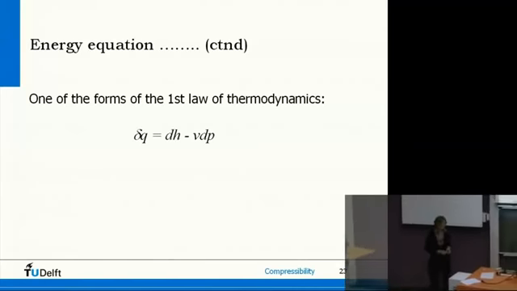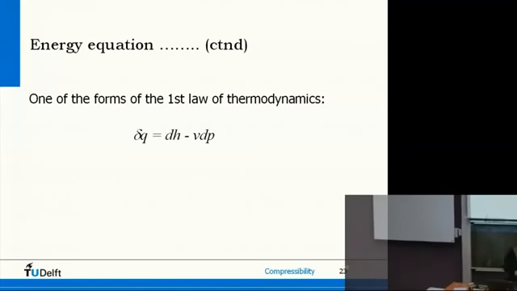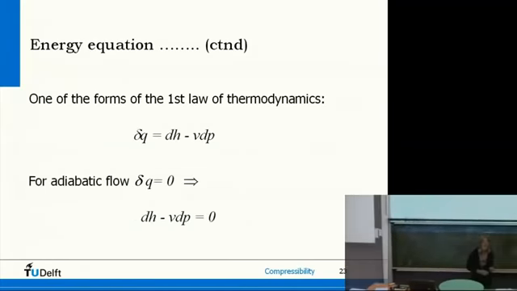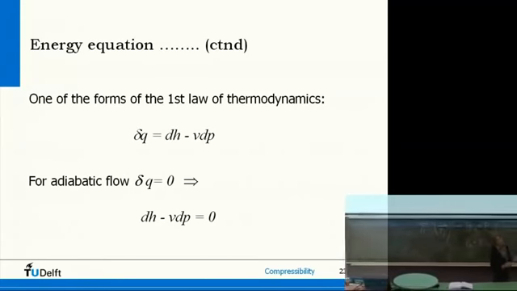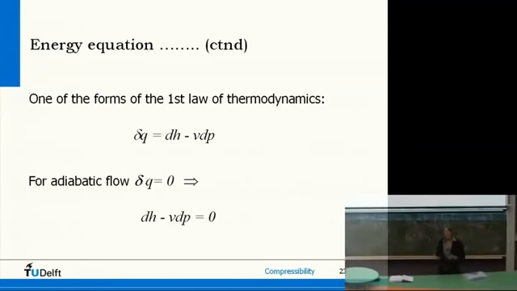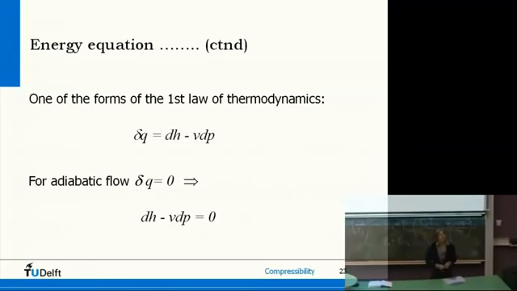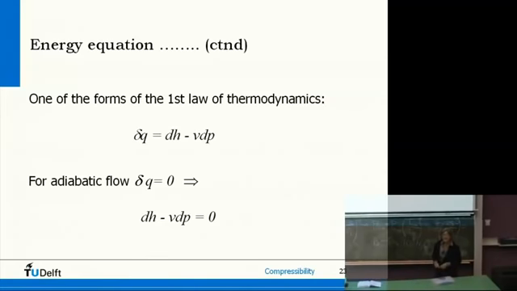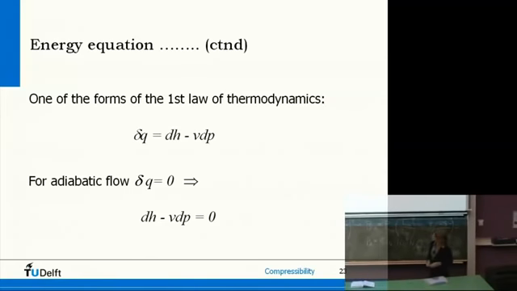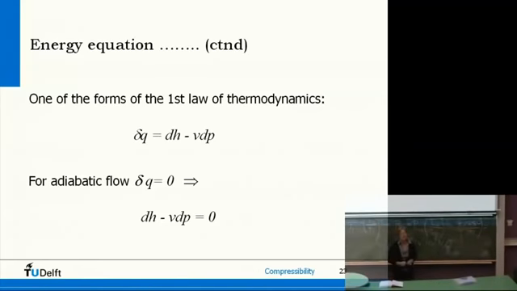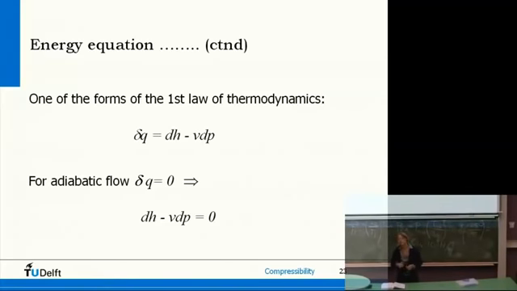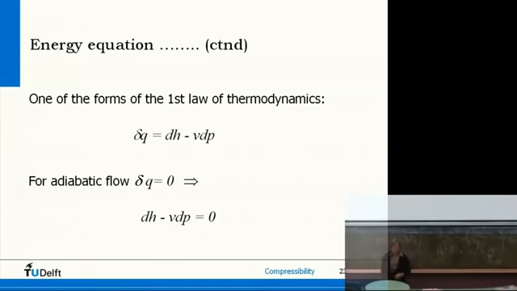Any idea about the next step? Adiabatic flow. Isentropic flow, because the energy equation I'm going to derive today is only easy for the assumption of isentropic flow. So no heat added or subtracted. Adiabatic, dQ is 0. Then I have a direct relation between dH and v dP. So dH minus v dP is 0. This v is specific volume, right? 1 over rho. P is pressure.